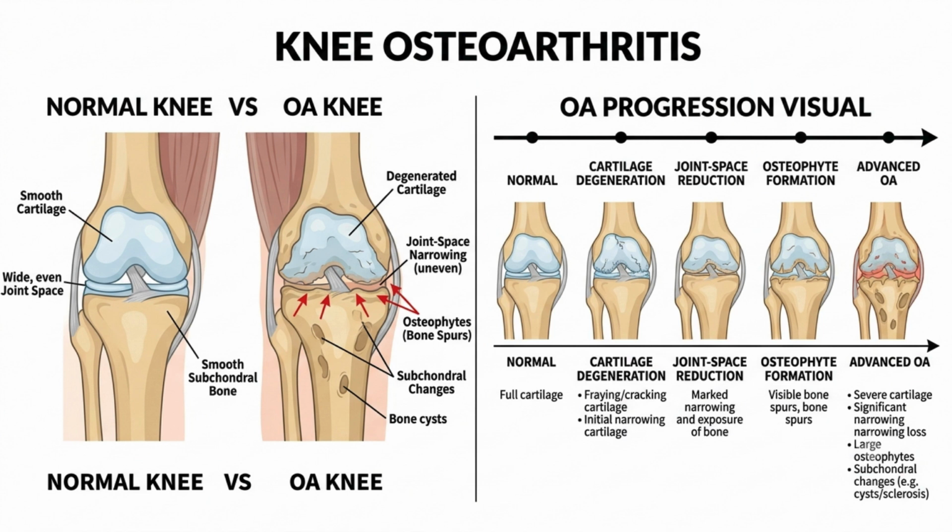Finally, let's look at osteoarthritis. In a healthy knee, smooth articular cartilage allows the femur and tibia to move with minimal friction. With osteoarthritis, cartilage progressively degenerates. This can lead to joint space narrowing, osteophyte formation, and changes in the subchondral bone. Think of the progression as normal joint, cartilage degeneration, reduced joint space, osteophyte formation, and then progressive mechanical dysfunction.